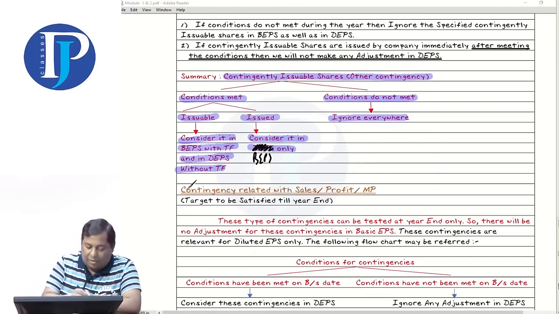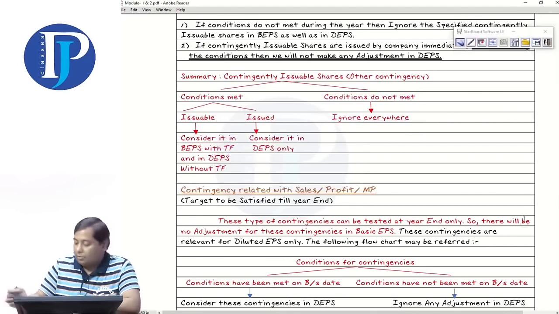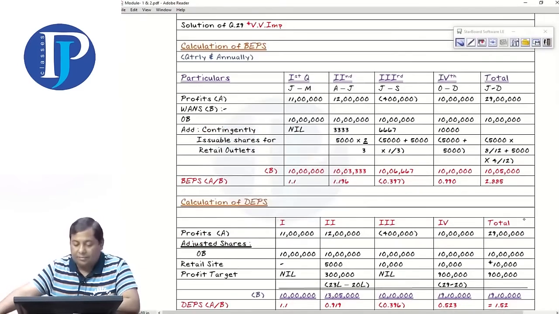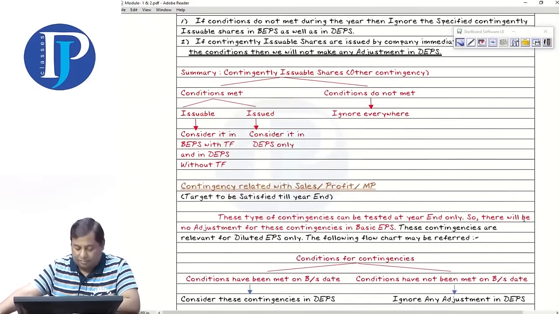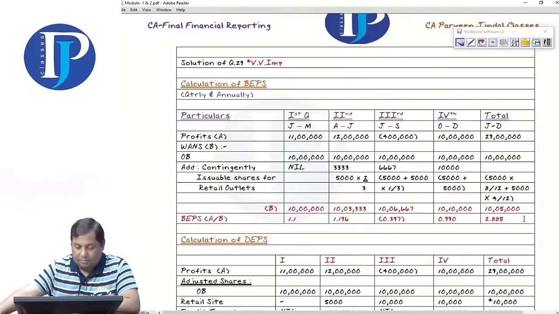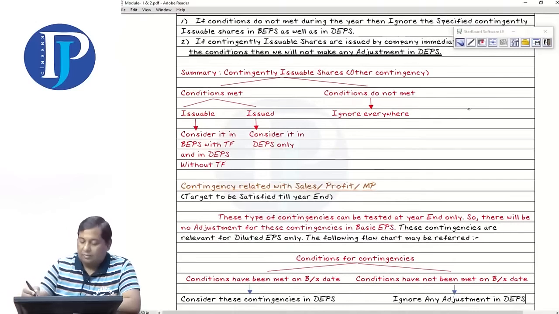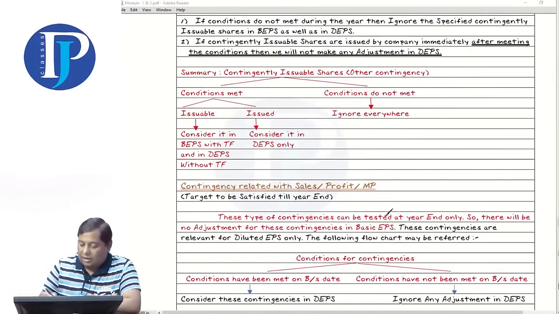Okay, then if our contingencies are targeted, then targets are seen on the balance sheet date. If they are targeted, they can be tested at year end only. Are the conditions met? Then take it in diluted EPS. If conditions are not met, ignore it.